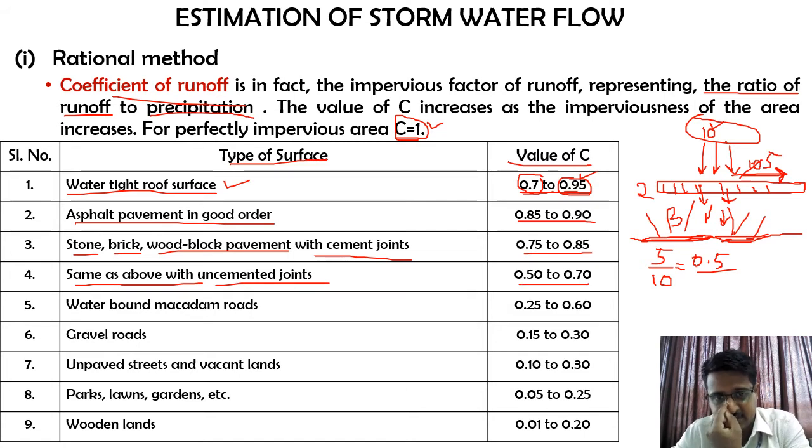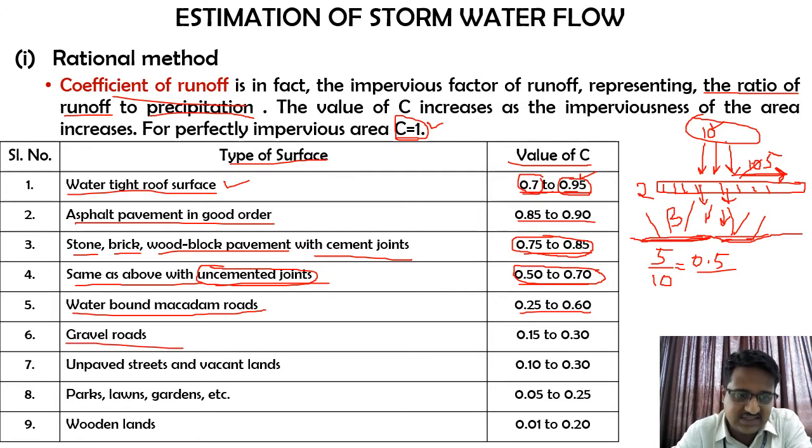The reason is, if it is cemented joints, there will be less amount of leakage, in turn less infiltration that is going to occur. So that's why your coefficient of runoff is more. But when it is uncemented joint, you are giving scope for infiltration or absorption. So that's why here the runoff coefficient will be less. Waterbound macadam roads, WBM roads, here we'll have it from 0.25 to 0.6. Gravel roads, here you can check out 0.15 to 0.3. It is quite less because gravel has more voids, in turn it will allow more infiltration to take place.